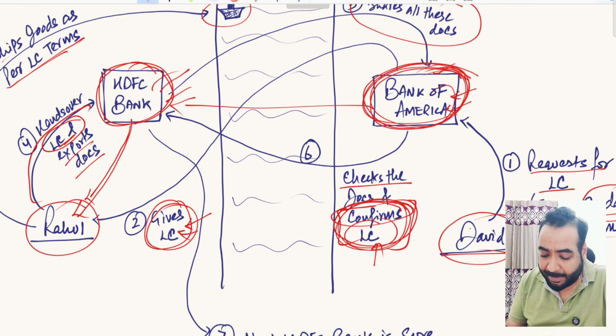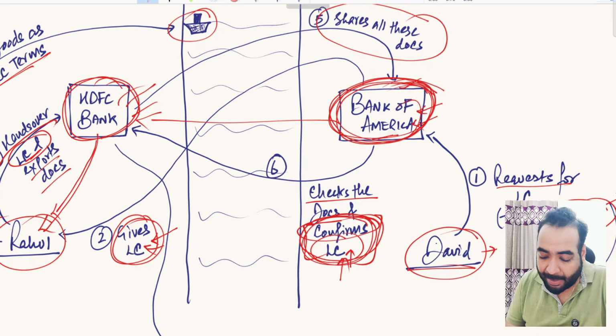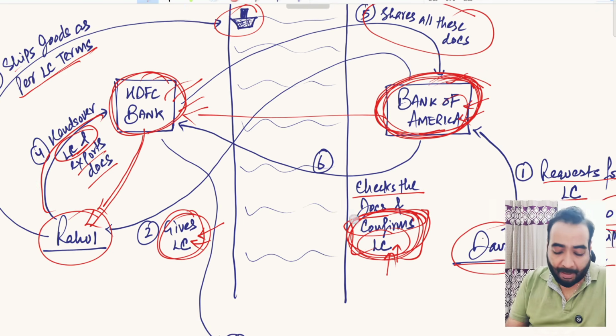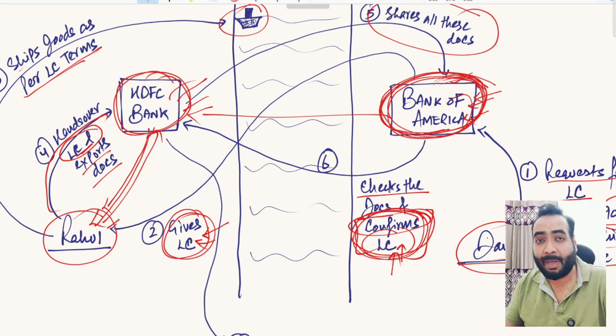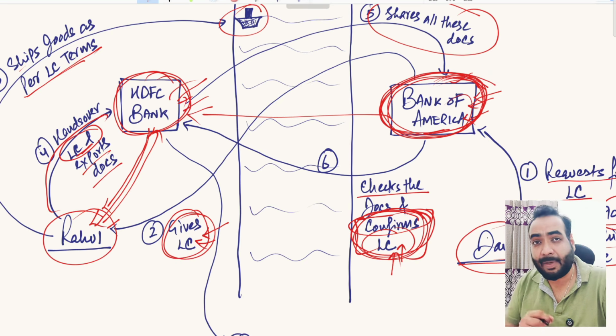But what if the LC is an unconfirmed LC? Sometimes a borrower requests the bank to discount the LC without having acceptance of Bank of America, right? So if Bank of America is not providing confirmation on the LC and Rahul is requesting HDFC Bank to discount that LC to make the payment to him, then there is a risk involved that in future Bank of America may not accept the LC or may raise some kind of objections in the LC. So the payments will get unsecured. There will be high risk of default, right?